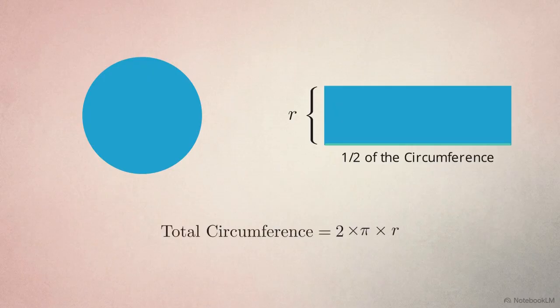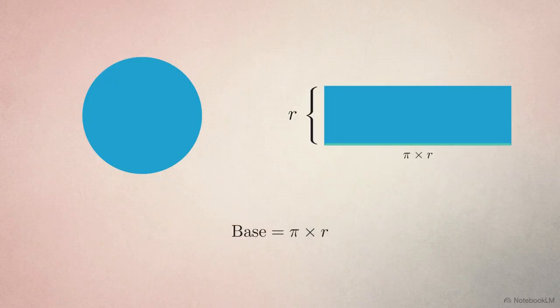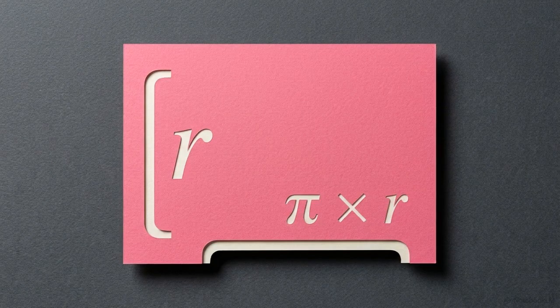We can translate this directly into math. The formula for the total circumference of a circle is 2 times pi times r. Cutting that in half leaves us with a base length of simply pi times r. The rectangle's dimensions are now defined by the familiar traits of the circle. The height is r, and the base is pi times r.